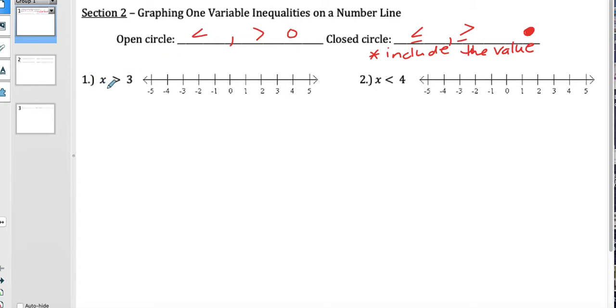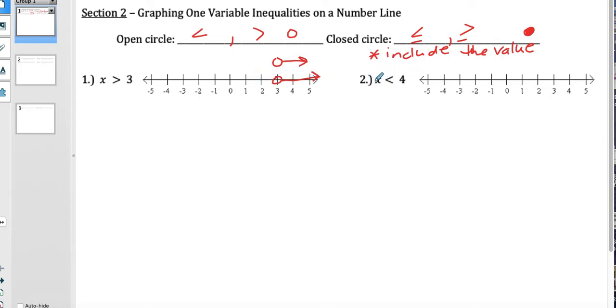So on number 1 here, we have x is greater than 3. So I want to show, again, all of the possible values. I'm going to put an open circle on 3, and I want to be bigger than 3, and so then I would have an arrow extending to the right. You can draw on the number line itself, or you could draw above the number line and extend the arrow to indicate greater than or less than.